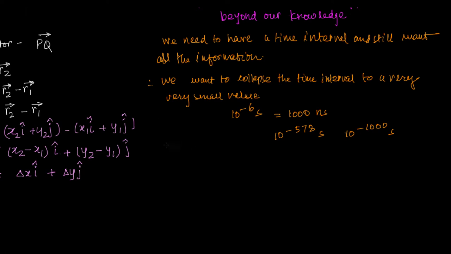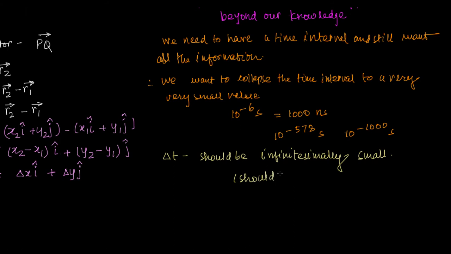So delta t should be infinitesimally small. What do we mean by that? It means that it should be smaller than the smallest that we can even imagine.